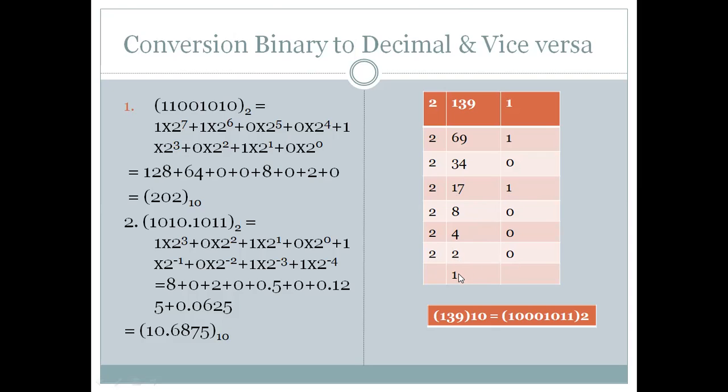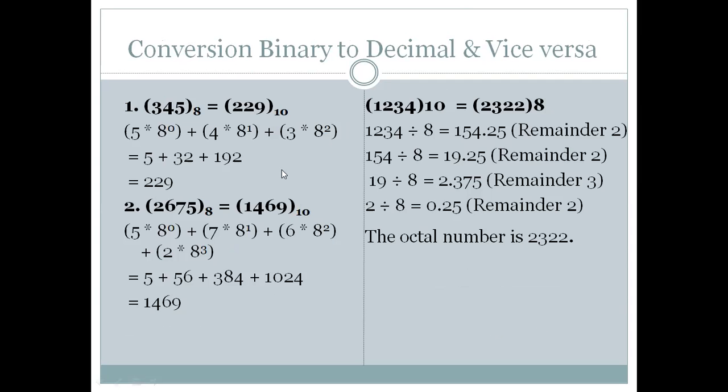So we have to count from bottom to top. This bit is the MSB and this bit is the LSB. MSB means most significant bit and LSB means least significant bit. So this is your answer to the conversion of decimal to binary number.